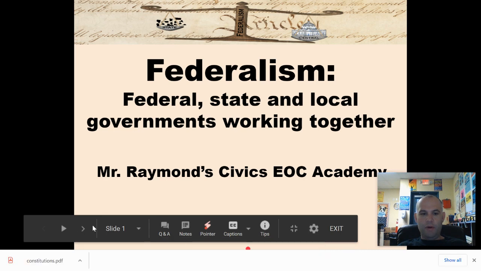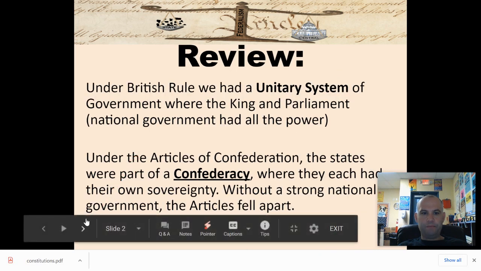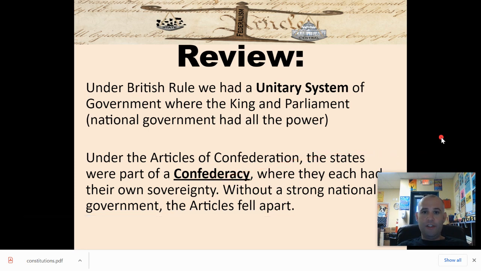So a couple important concepts here. And this is what we talked about earlier. Under the Articles of Confederation, which was the United States' first form of government after the Revolutionary War, we were a confederacy, which meant that the 13 colonies were really like 13 independent little countries. It was a very weak central government, and it fell apart.